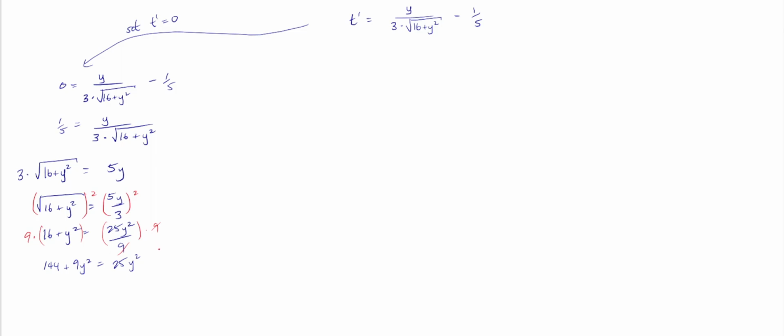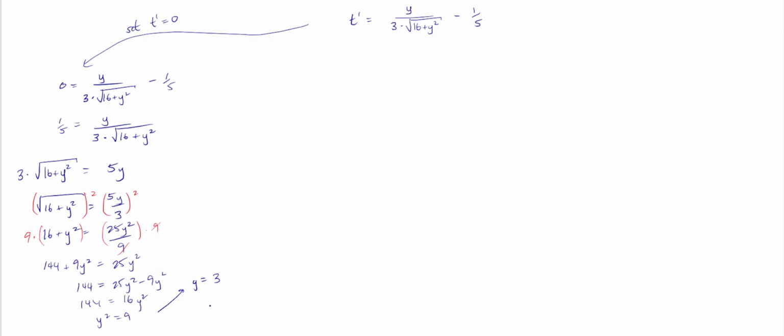Okay. So still quite a lot of math here, right? I'm just moving things around trying to get y by itself. 144 is equal to 25y squared minus 9y squared. So then I've got 144 is equal to 16y squared. And then I'm just going to jump and say that y squared is equal to 9, and then y is equal to 3. Y should be equal to plus or minus 3, but I know I can throw out the -3 because it has no context in this question.